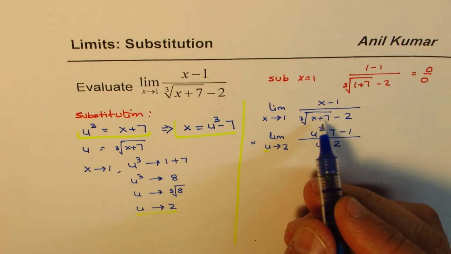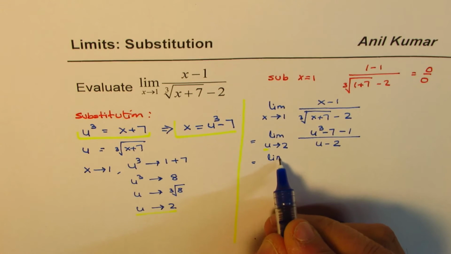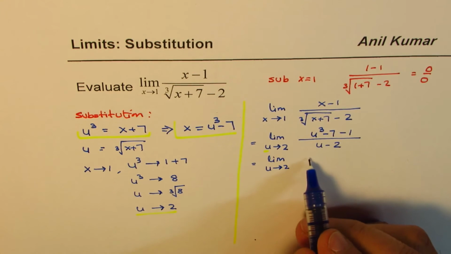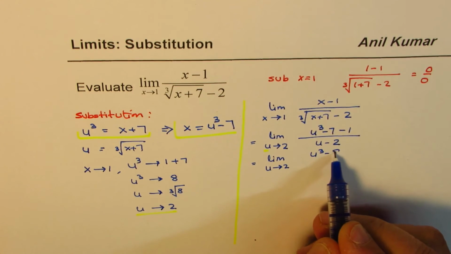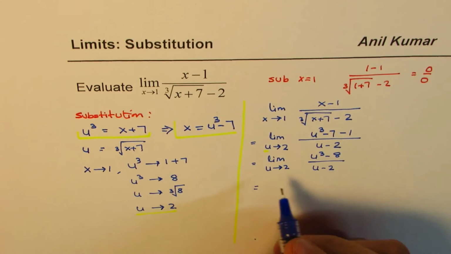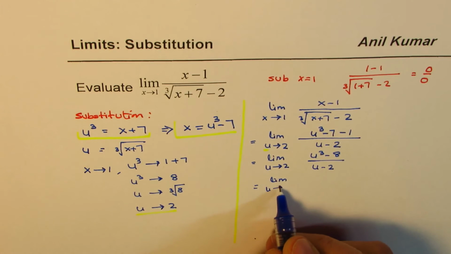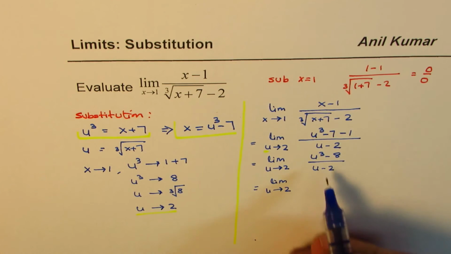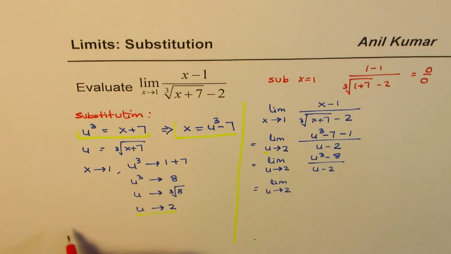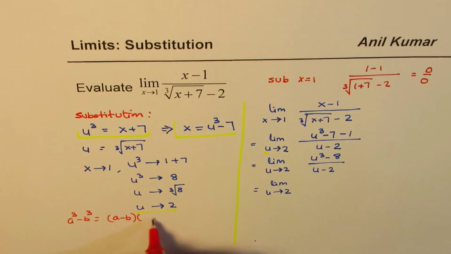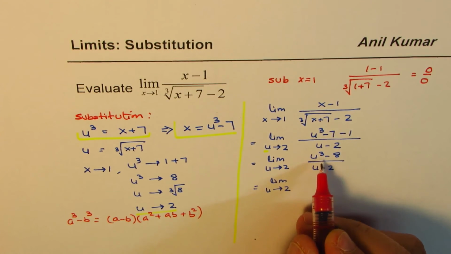Perfect. Now, we could write this as the limit as u approaches 2. The numerator here is u cube minus 8 and the denominator is u minus 2. We can factor the numerator now. We can apply the formula a cube minus b cube, with b equal to 2 cube. So let me write down the formula here: a cube minus b cube is (a minus b) times (a square plus ab plus b square). So we'll apply this formula here.